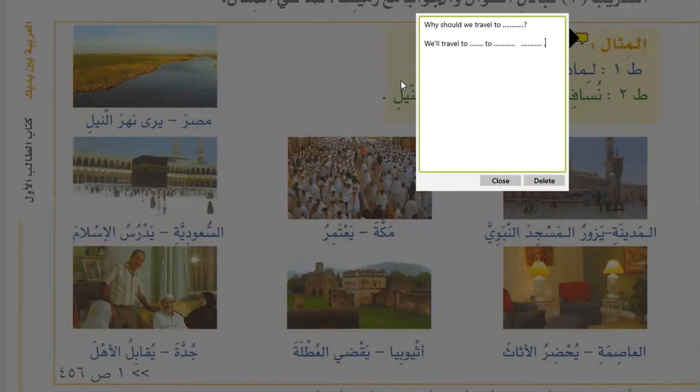Okay, so it is li nazura. Yes, li nazura Masjid al Nabawi. I have hidden the example. We shall go to Medina to visit. We will visit Masjid al Nabawi. To visit. Okay.